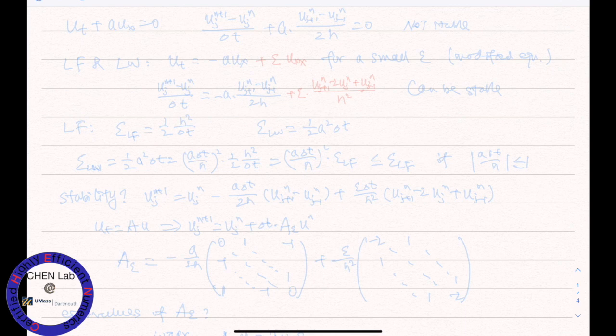In the last couple videos, we talked about a few schemes to solve the advection equation, which is u_t plus a u_x equals 0. And we concluded that the scheme where we have forward Euler in time, (u_j^{n+1} minus u_j^n) divided by delta t, plus a times (u_{j+1}^n minus u_{j-1}^n) over 2h, is equal to 0. This is not stable.